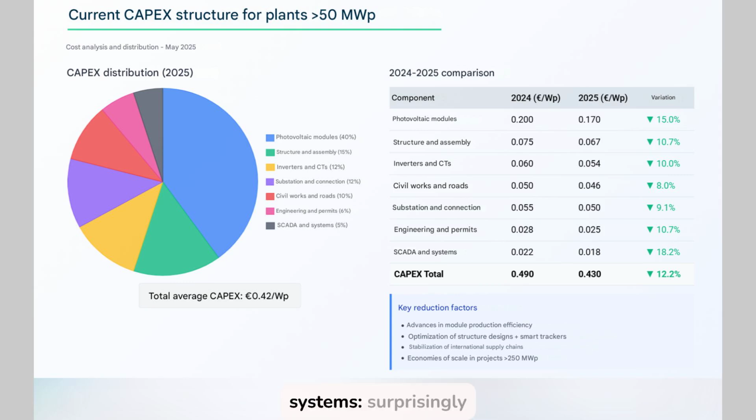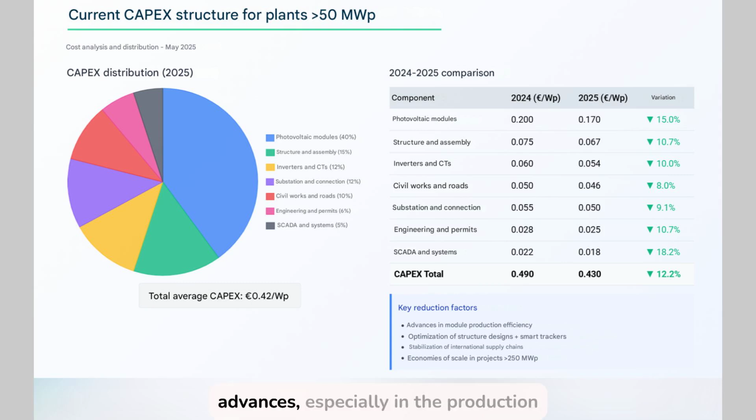SCADA and systems, surprisingly down 18.2%, thanks to the standardization of solutions. All components show decreases of between 8 and 11%. Total CAPEX is down from 49 cents to €0.43/Wp, an overall decrease of 12.2% compared to 2024. This is in line with the downward price trend we saw in the previous slide and highlights the impact of production efficiency. What is enabling this sustained cost reduction?